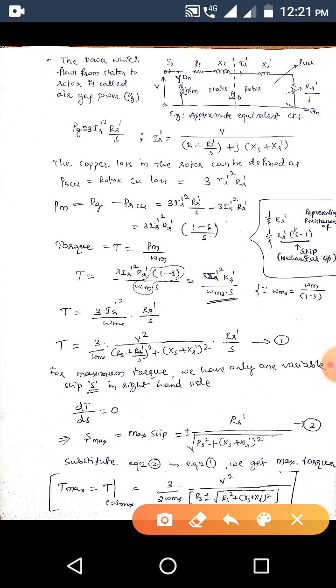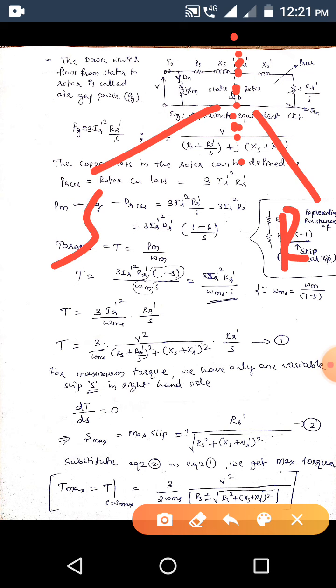For the approximate equivalent circuit, we have the RS, the stator resistance, the stator reactance XS, then XR prime and R prime divided by S here. Then it is connected with the supply voltage, and it will be a complete loop here. If you divide the circuit here, this is the stator and this is the rotor.